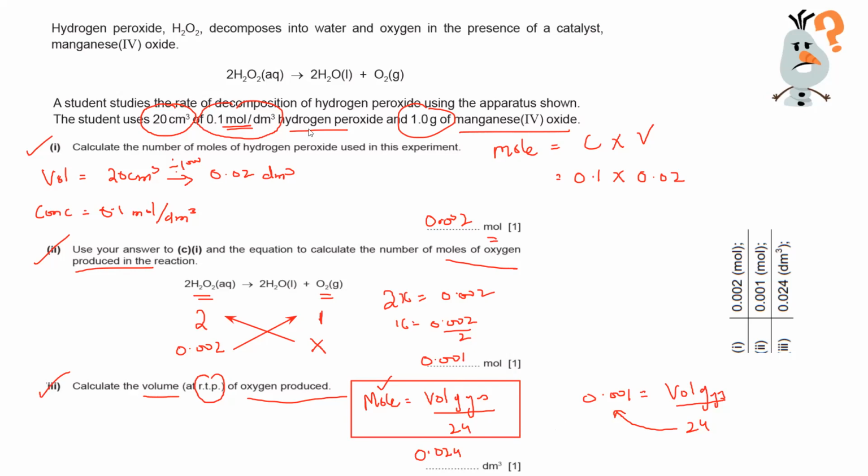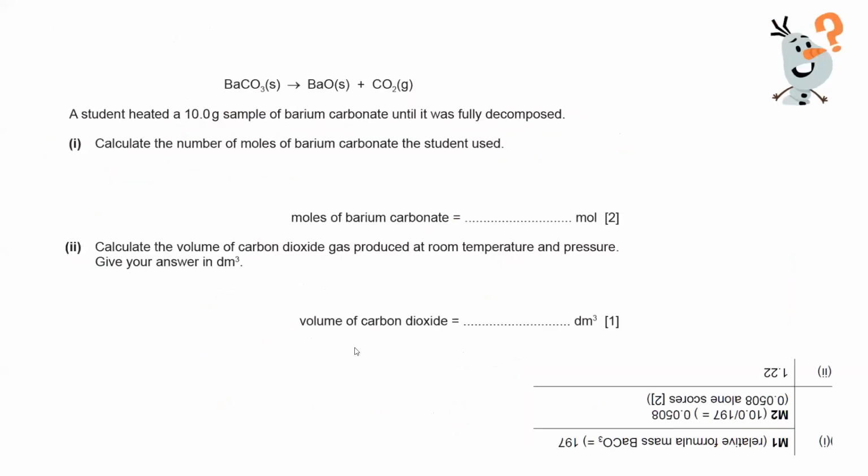Is it clear to everyone? This third part, how it is done? It depends: if the information is complete, you will use a formula. If the information is incomplete, you will use the ratio. Okay, the next question.